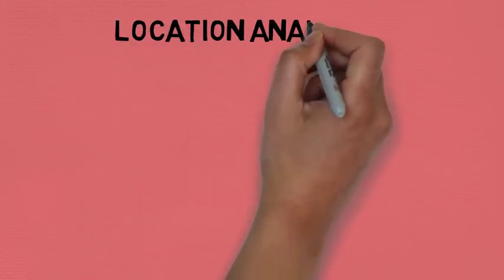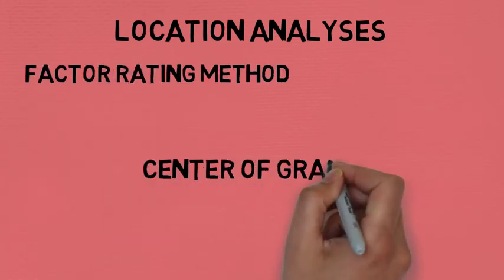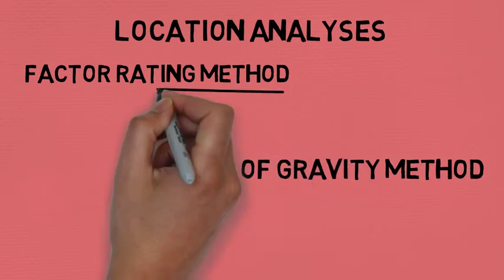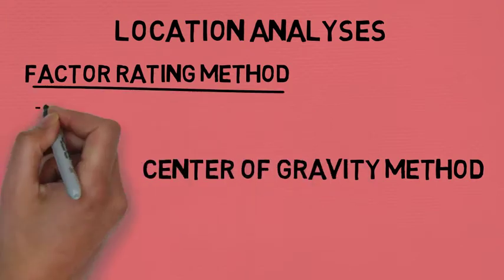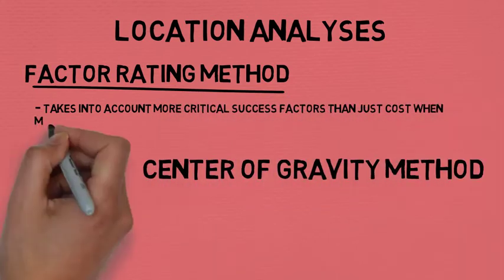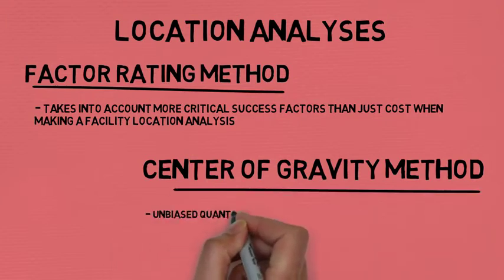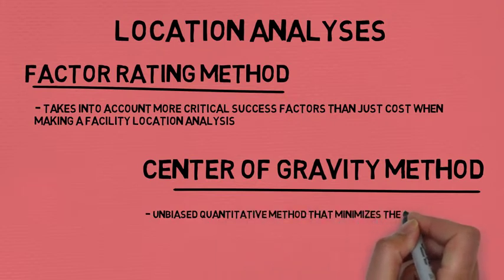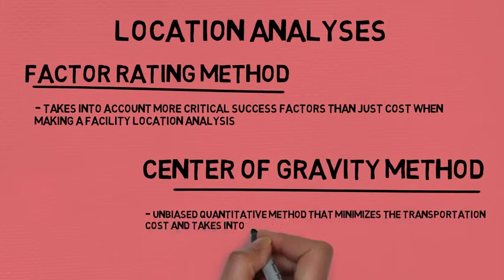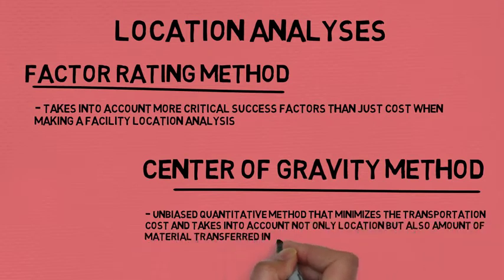Two location analyses, which we will discuss in this unit, include the factor rating method as well as the center of gravity method. The benefit of the factor rating method is it takes into account more critical success factors than just cost when making a facility location analysis. The benefit of the center of gravity method is it is an unbiased quantitative method that minimizes the transportation costs and takes into account not only location, but also the amount of material transferred in a given time period.